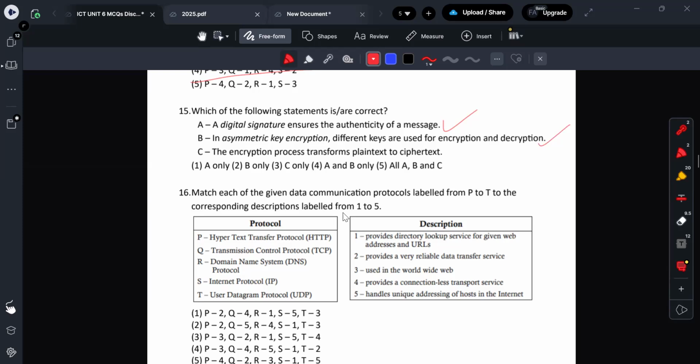The encryption process transforms plain text to ciphertext. I also explained earlier what plain text and ciphertext are. Encryption takes readable data, meaning the plain text, and uses a mathematical algorithm to turn it into an unreadable format. And what is an unreadable format? Known as the ciphertext. Why are they doing this? To keep it secure from unauthorized parties. So the answer is option A, B, and C.